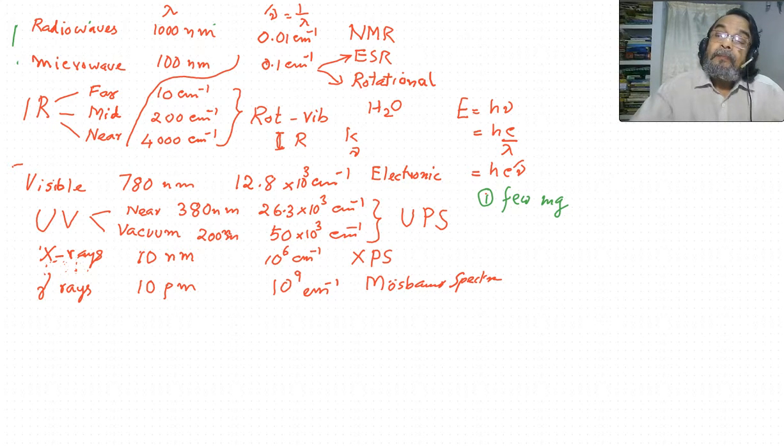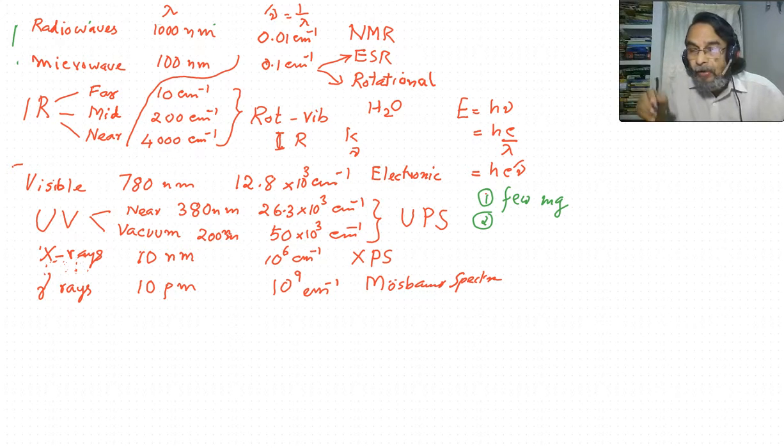Second point: there is no destruction of matter, no destruction of the molecule. But there is another molecular spectroscopic technique called mass spectrum, which I haven't mentioned here, where the analytical tool will dissociate a molecule into fragments and study them. Except for mass spectra, there is no destruction. The molecule will be intact. There is no destruction of matter.